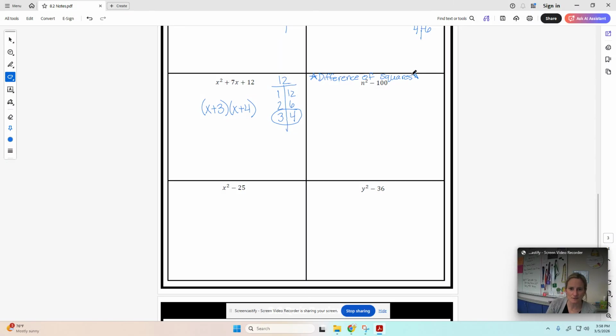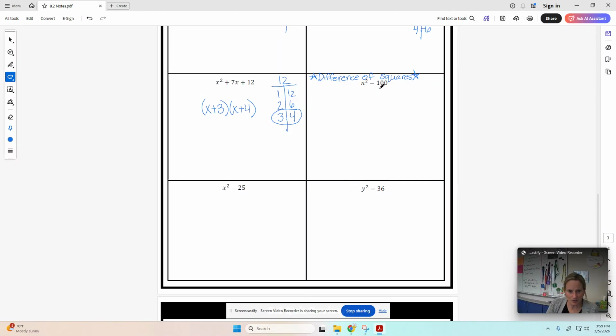So we call it a difference of squares because in this case we're using the word difference, because difference means subtraction. Notice all of these are subtraction. So it's subtraction of two things that happen to be perfect squares. N squared is a perfect square. 100 is a perfect square. X squared is a perfect square. 25 is a perfect square. Y squared is a perfect square. And 36 is a perfect square. So these are a special situation, and that's what we call them.